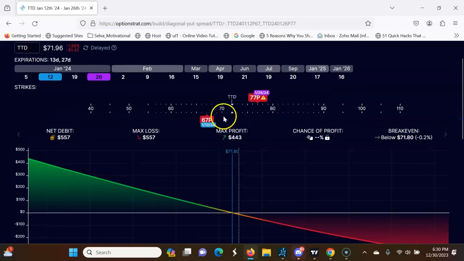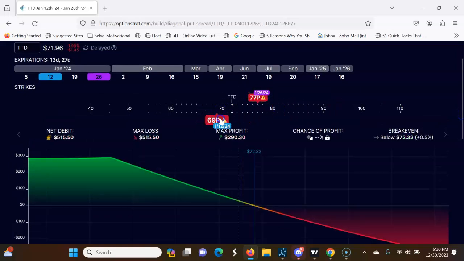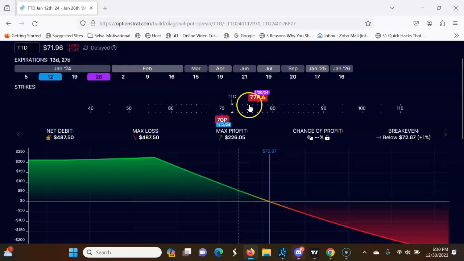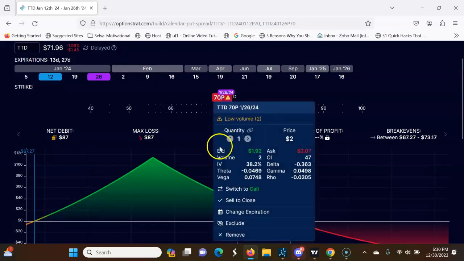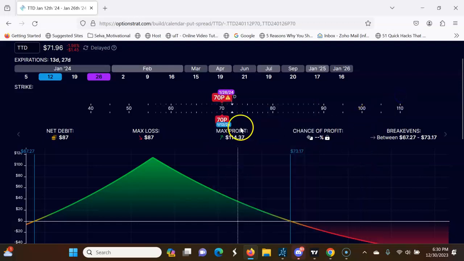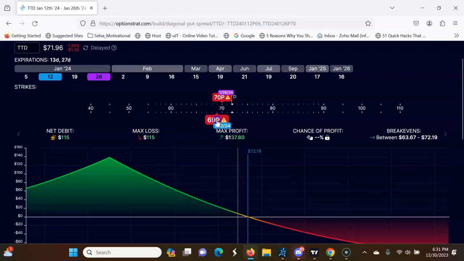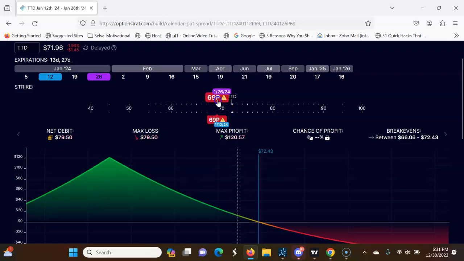Okay, you want to make profit if the stock moves down. Okay, $87, profit is 1, right? Go little 69, 79, so 120. So as the stock moves down, you will make money.